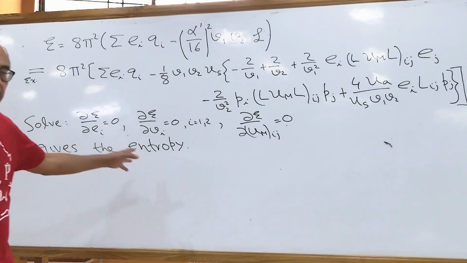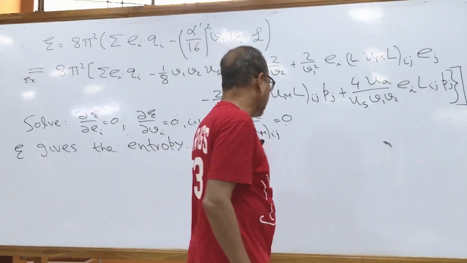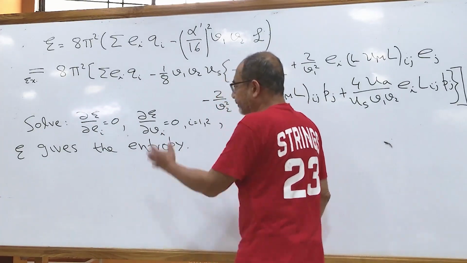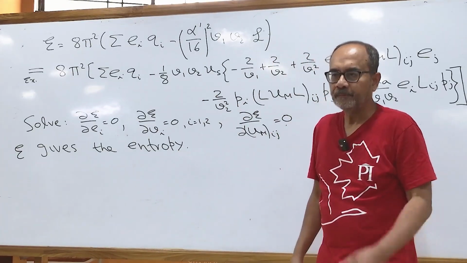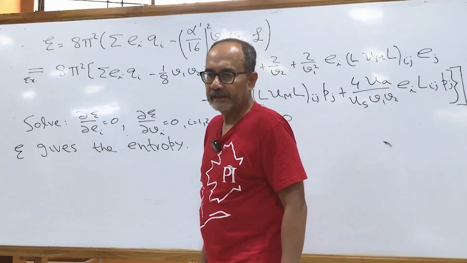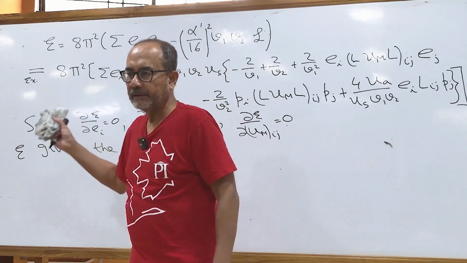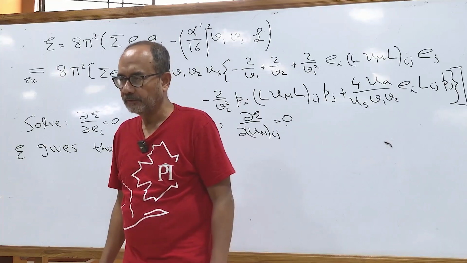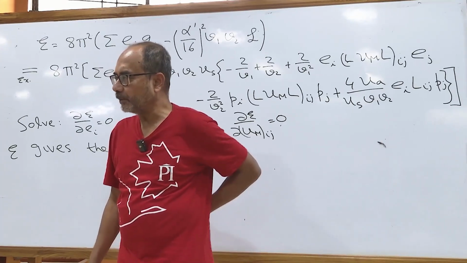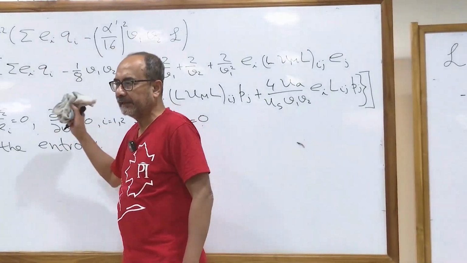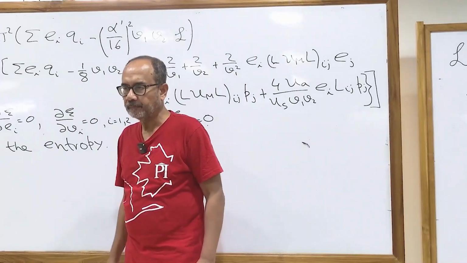Using this we can find the entropy for a black hole carrying any charge. You take an arbitrary 12 dimensional vector Q, an arbitrary 12 dimensional vector P, solve this and you can find the entropy of the black hole. You still have to solve these algebraic equations, but there is no differential equation to be solved.